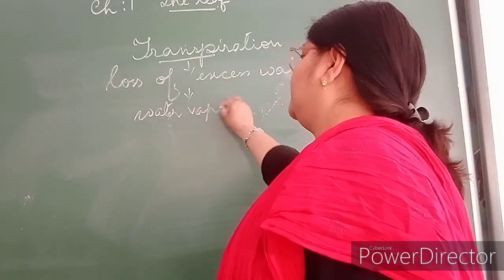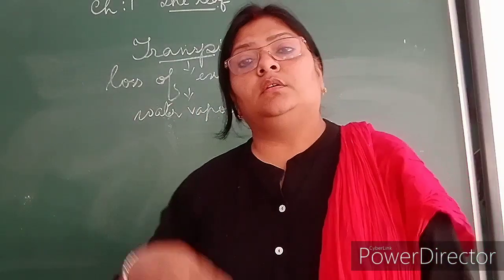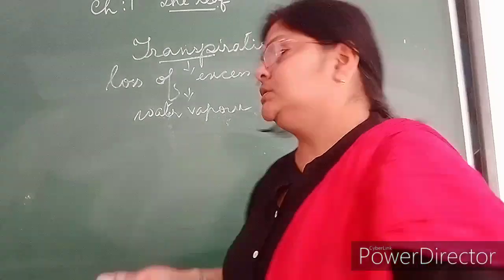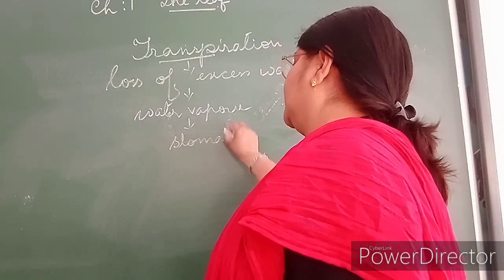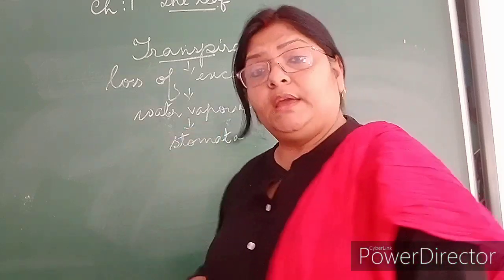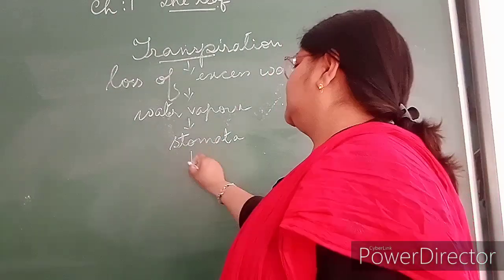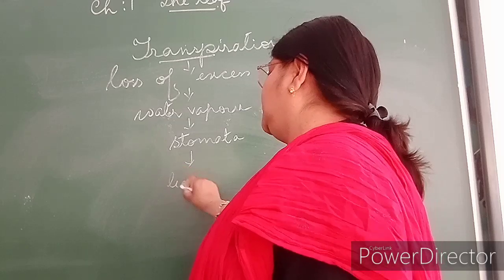From where is this water vapor given out? It is given out through the stomata. Where are the stomata? Stomata are present on the undersurface of the leaf.